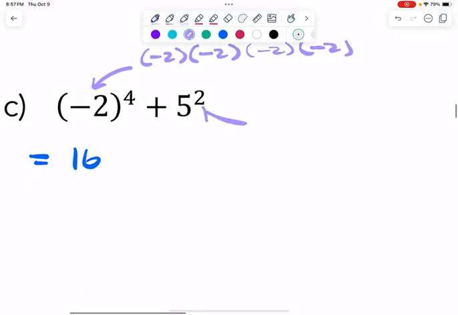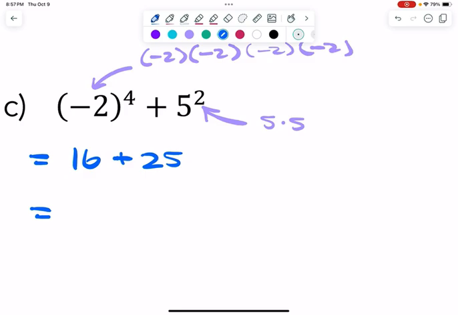And then the other component, 5 to the power of 2, or 5 squared, we're thinking that's 5 times 5. And on our paper, we just write, that's 25. And finally, we add those together to get 41.